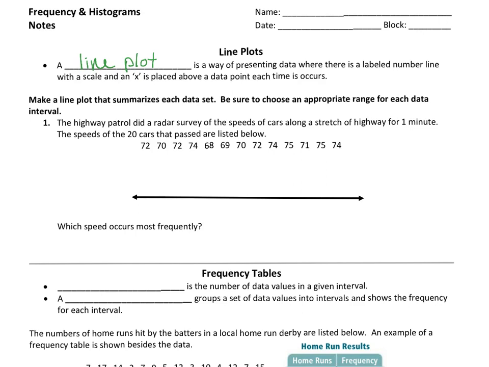Line plots can sometimes also be called a dot plot. And in a dot plot, instead of a little X, you'll just have little dots. Same idea. So when I have a line plot, I want to label this number line with the numbers that are in my list here. So I want to figure out which one's the minimum. It looks like my minimum is 68. And my maximum is 75. So I'm going to label my line plot from 68 to 75.